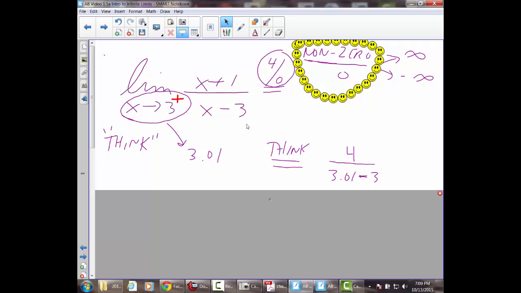Now, of course, you know this because when you graphed y equals x plus 1 over x minus 3, you knew that there was a vertical asymptote at x equals 3. And of course, on either side of the vertical asymptote, the graph approaches either infinity or negative infinity.